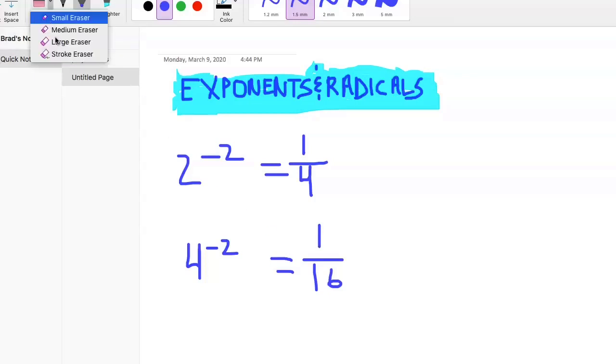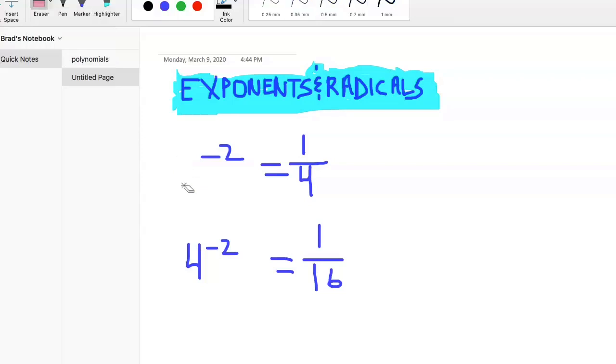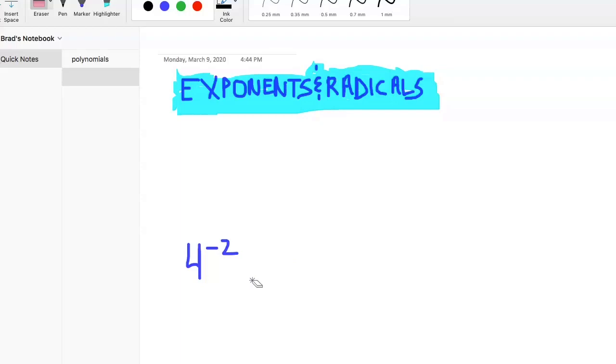Pretty easy, actually. They look confusing when we see negative exponents, and sometimes it's hard to imagine what the actual answers are, with some of these algebra concepts. But that's all we're doing.